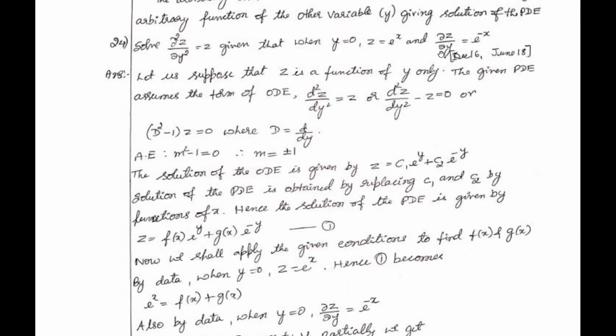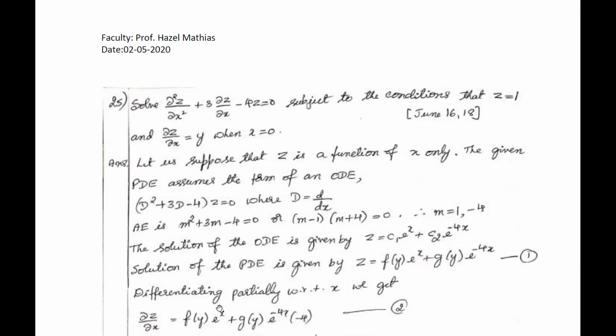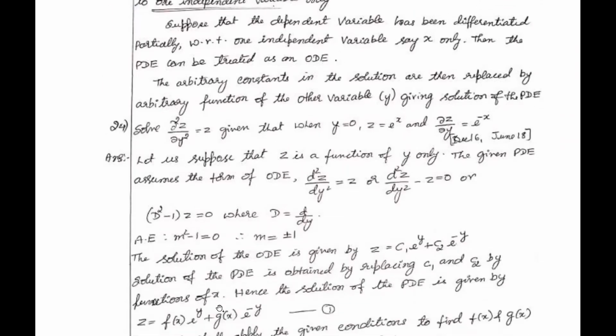So let's put that condition, first one, when y equal to 0, put z equal to e power x. So it will be z equal to e power x, y will be 0. So e power 0 will be 1. So f of x into 1 plus g of x into e power minus 0, that also will be 1. So you will get z will be e power x equal to f of x plus g of x, because e power 0 will be 1.